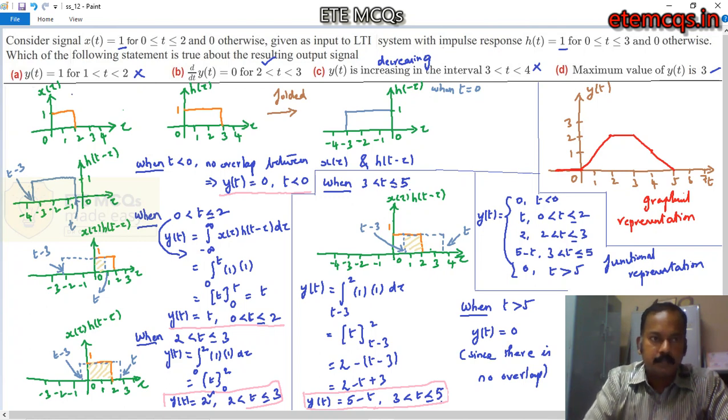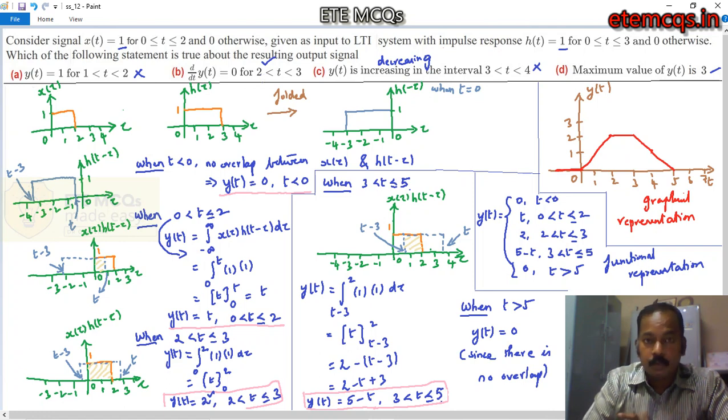Now you can check. I am just repeating the process. y of t is equal to 1 for t between 1 and 2? No, it is increasing and it is linear. So that is incorrect. dy of t by dt is 0 between 2 and 3. Between 2 and 3, it is constant. Once you take the derivative, it becomes 0. So this condition is correct. And y of t is decreasing between 3 and 4. It is perfectly decreasing, so the increasing statement is incorrect. And maximum value of y of t is 3? No, it is 2. So this is your right answer.